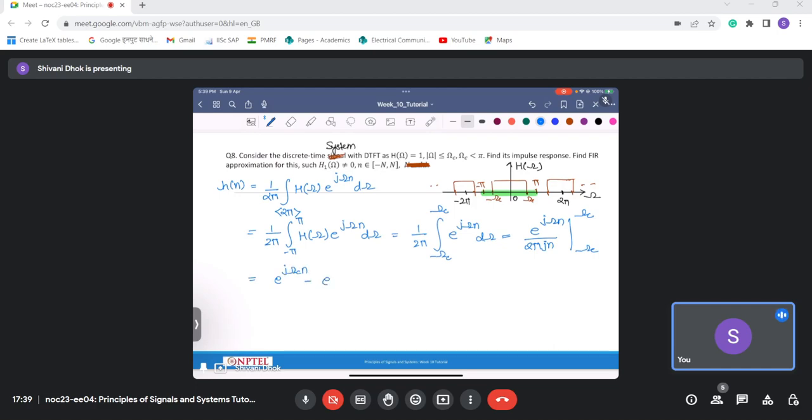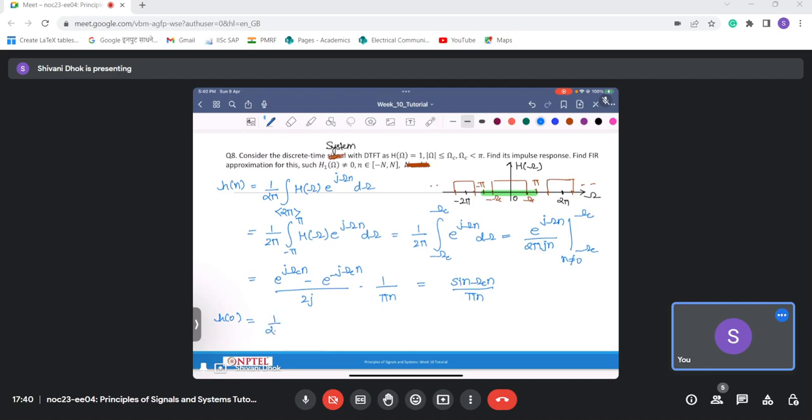minus e power minus j omega c n upon 2j into 1 upon pi n. So this comes out to be, this is basically sine omega c n. This is sine of omega c n upon pi n. Now let us see, this is valid when n is not equal to 0, otherwise this expression is not valid. So now let us find out what is h[0].